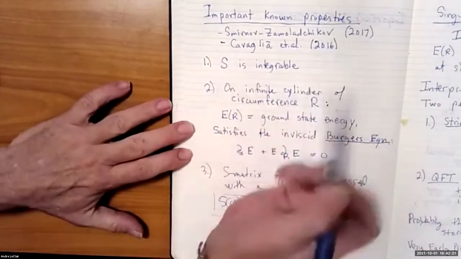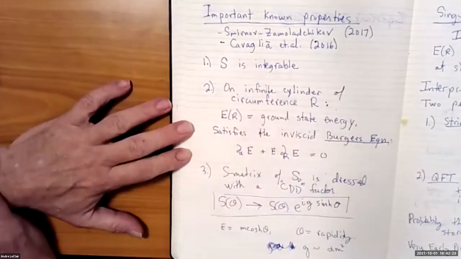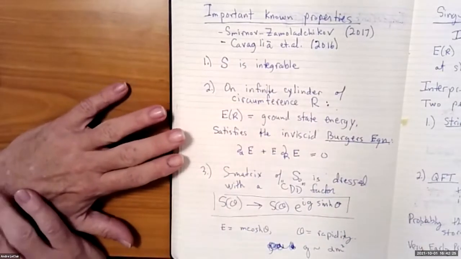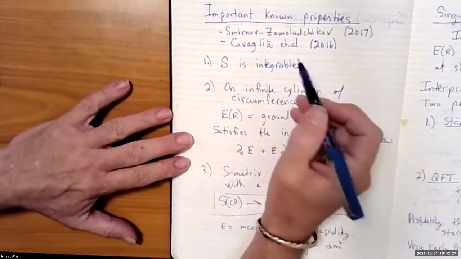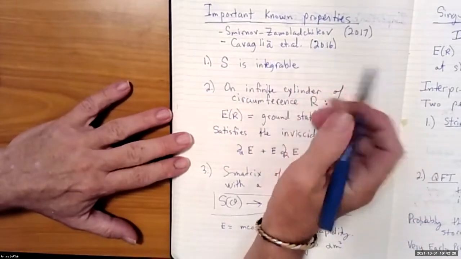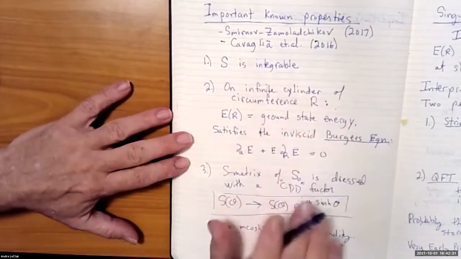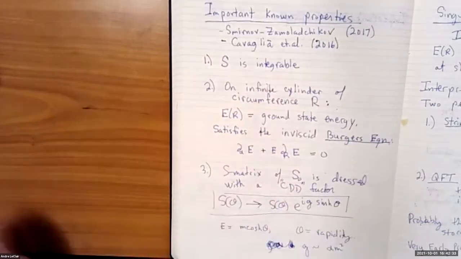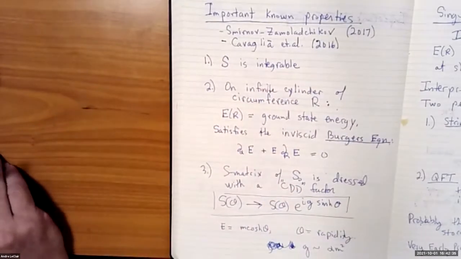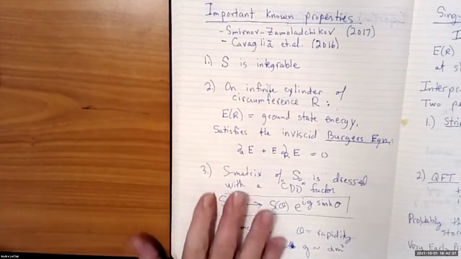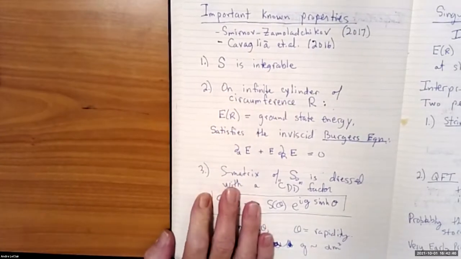Most of what I know as far as the formalism comes from these two papers. Smirnov and Zamolodchikov, and Cavaglià et al. Again, Roberto Tateo was one of the authors in this paper. Well, turning on the TTbar perturbation does not ruin the integrability. It's very interesting.